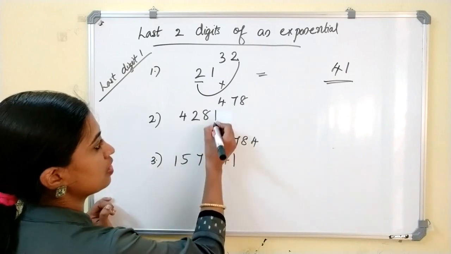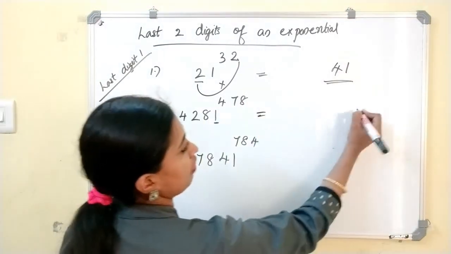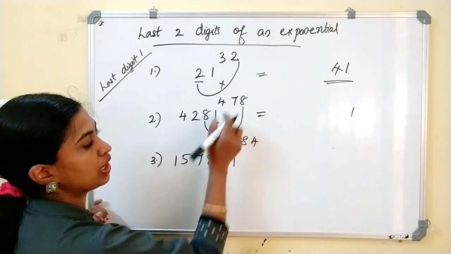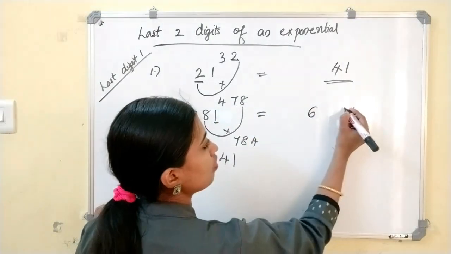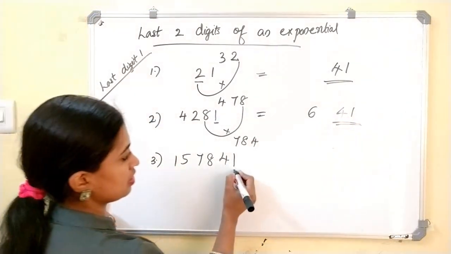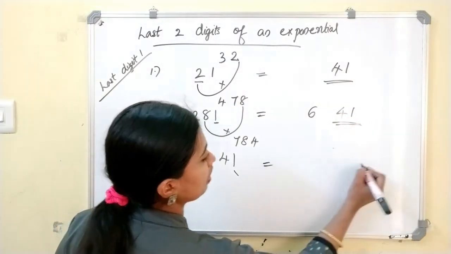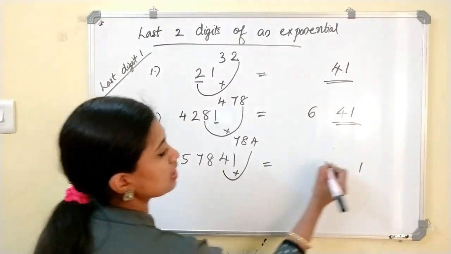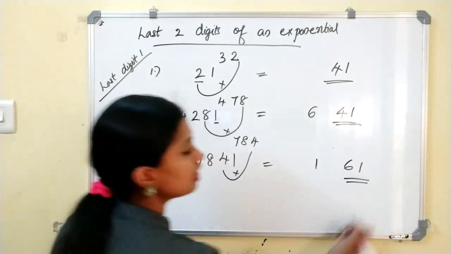Next question. The last digit is 1. Next digit is 8 into 8. 8 into 8 is 64. So 41 is the ending digits. Next. Last digit is 1. Next is 4 into 4. 4 into 4 is 16. So 61 is the ending digits.